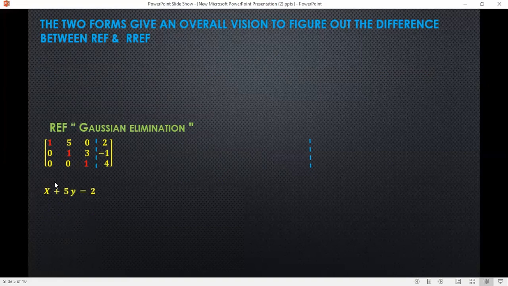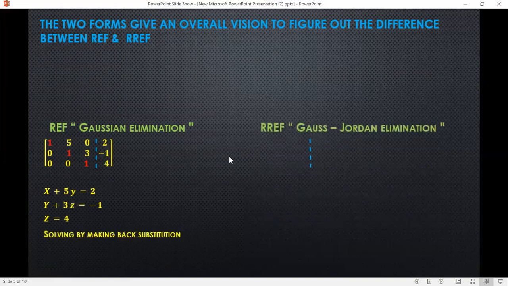And then here we get x plus 5y plus 0z is equal to 2, y plus 3z equals -1, and z equals 4. Then by making back substitution, we get the answer. Okay. On the other hand, we have the reduced row echelon form, which is sometimes called Gauss-Jordan elimination.